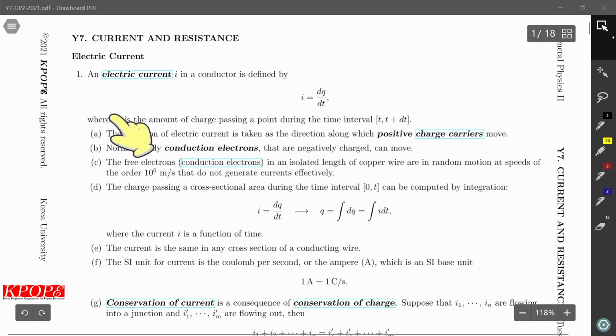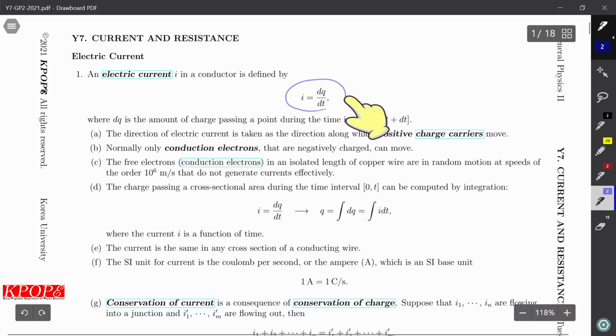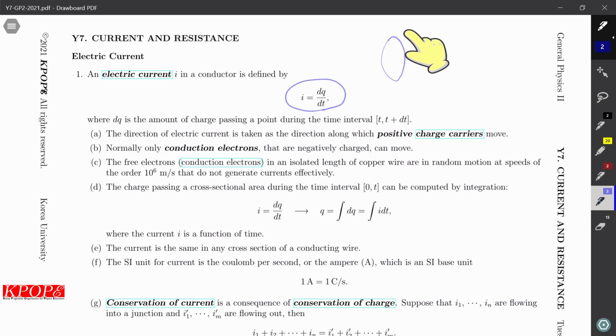Today we study current and resistance. An electric current I in a conductor is defined by dq over dt, the time derivative of charge.